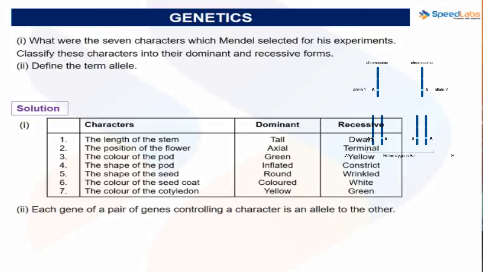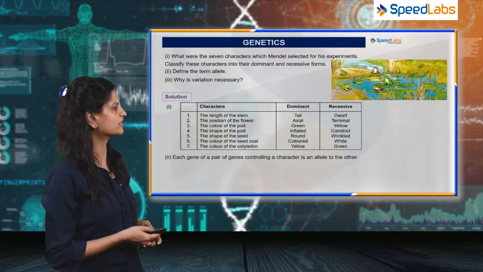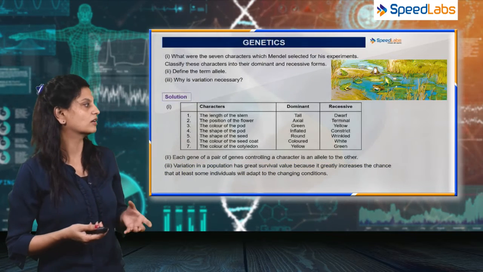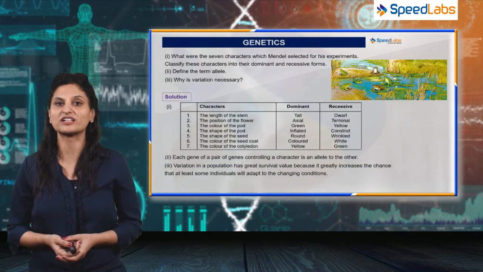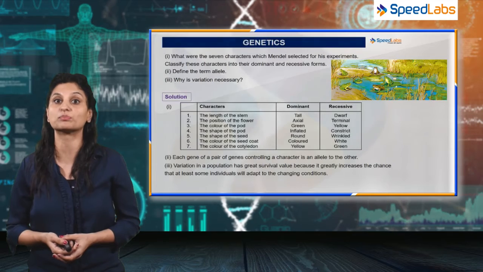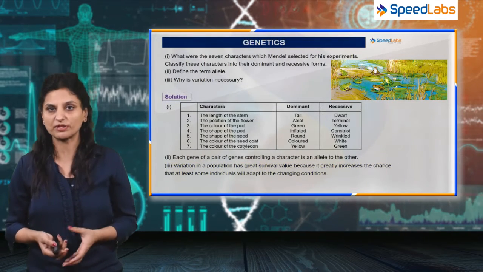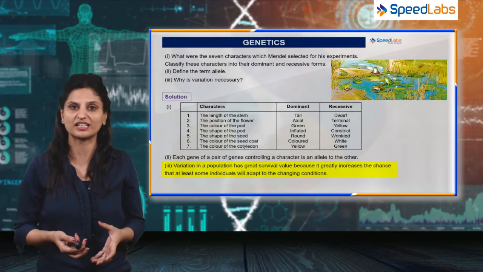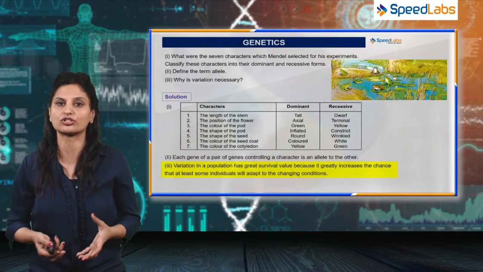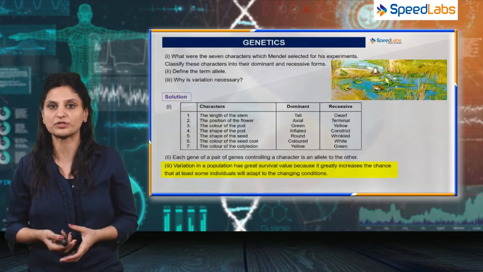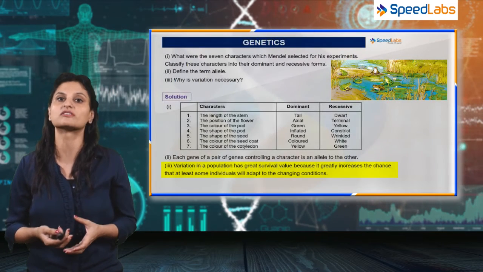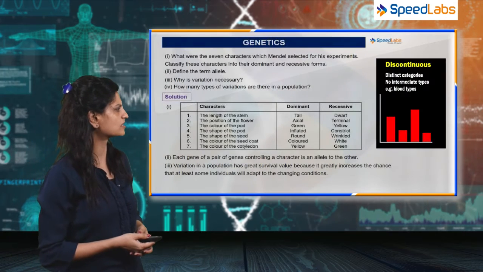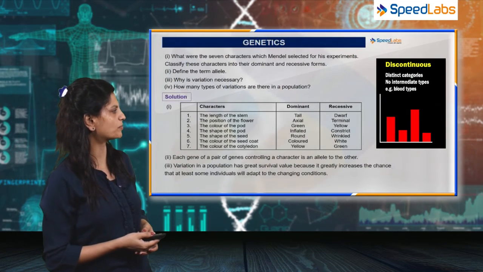The next one is, why is variation necessary? So before we understand the role of variation, we should understand what is variation. Variation is basically change in the traits or characteristics between individuals of the same species. And why is it necessary? Because whenever a change takes place either due to evolution or mutation, then it leads to better adaptability to the surroundings. So variations are necessary.